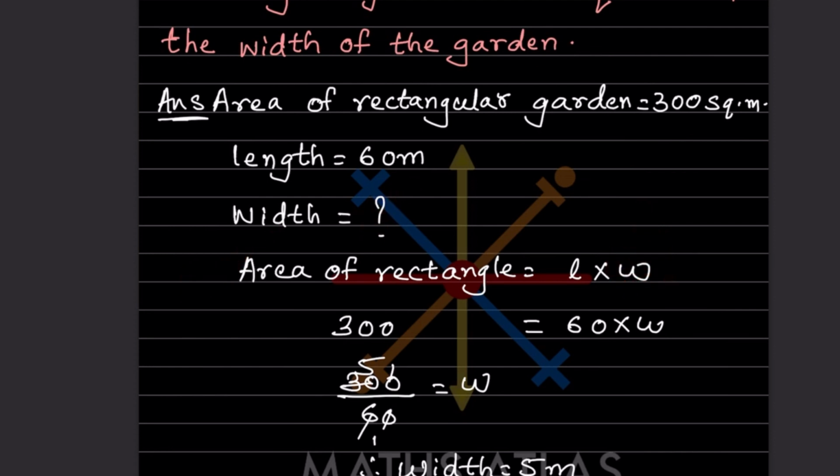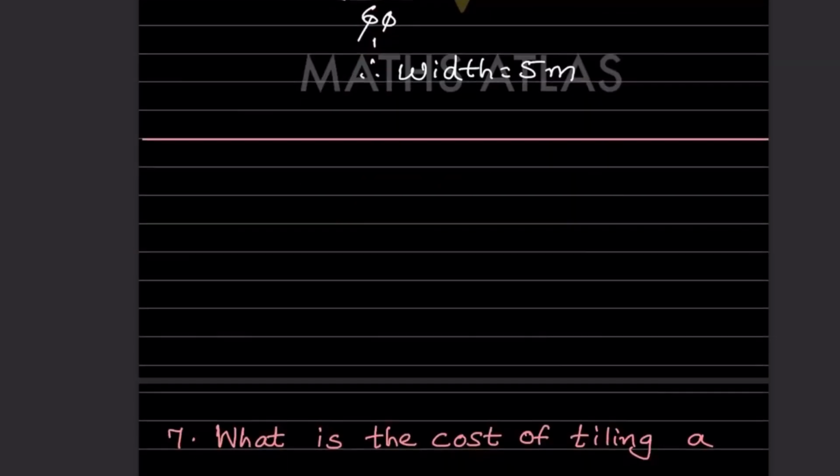So here 300, so you are going to write it here. Length 60 is given. This is not given. So 300 here. This goes to the denominator. So 0 and 0 get cut. 6 ones are 6, 6 fives are 30. So the width is 5 meter.